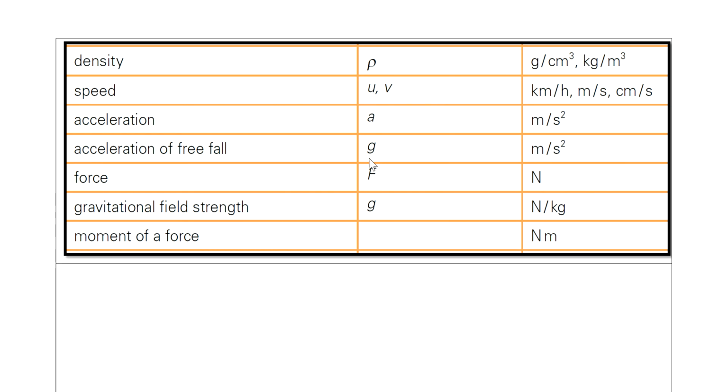Then we have force. Force is capital F. It is in the name of the scientist Newton, capital N. Then we have gravitational field strength, small g, that is Newton per kg. Then we have moment of force, Newton meter. So this is covering almost the syllabus of your first term, and these symbols will be used in your first term. All these quantities in the first column are physical quantities.